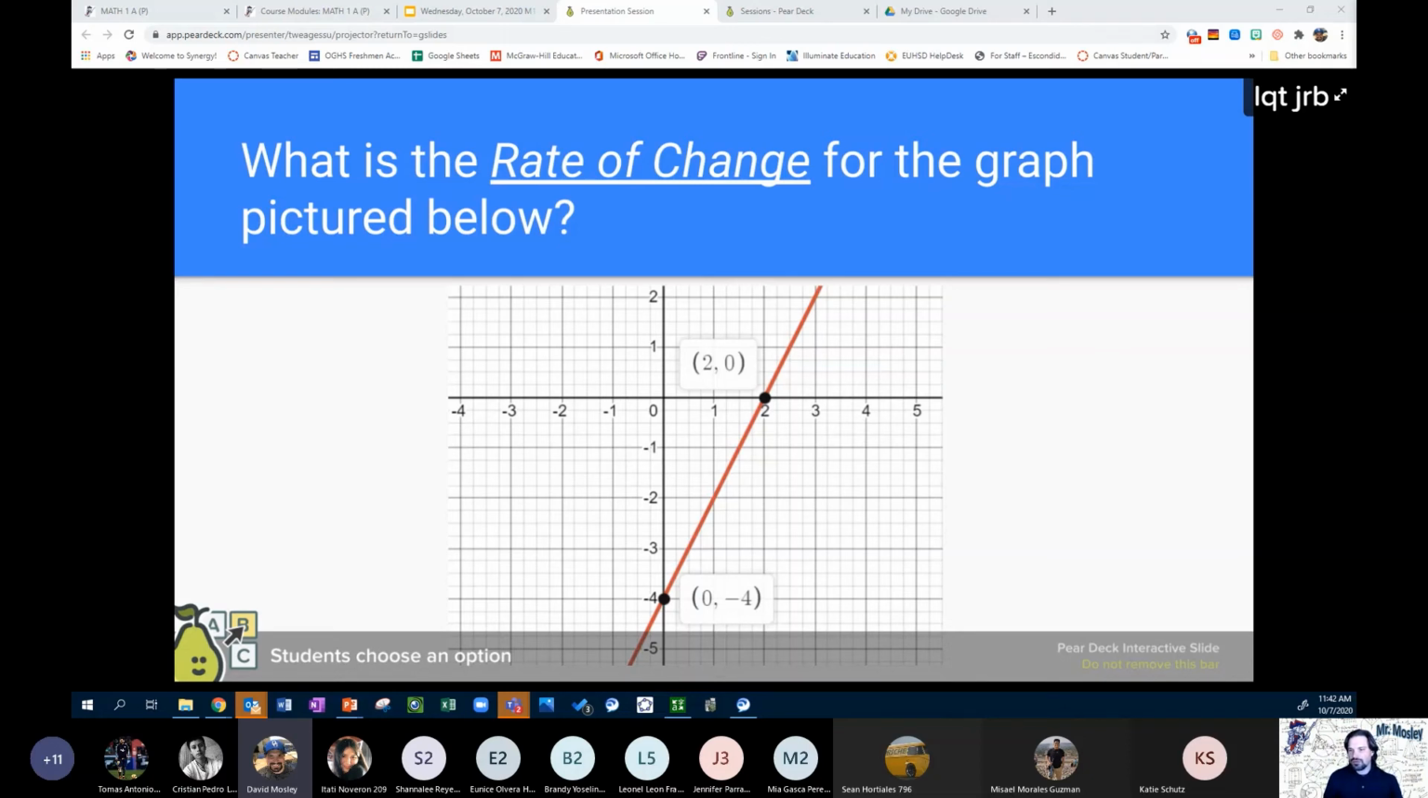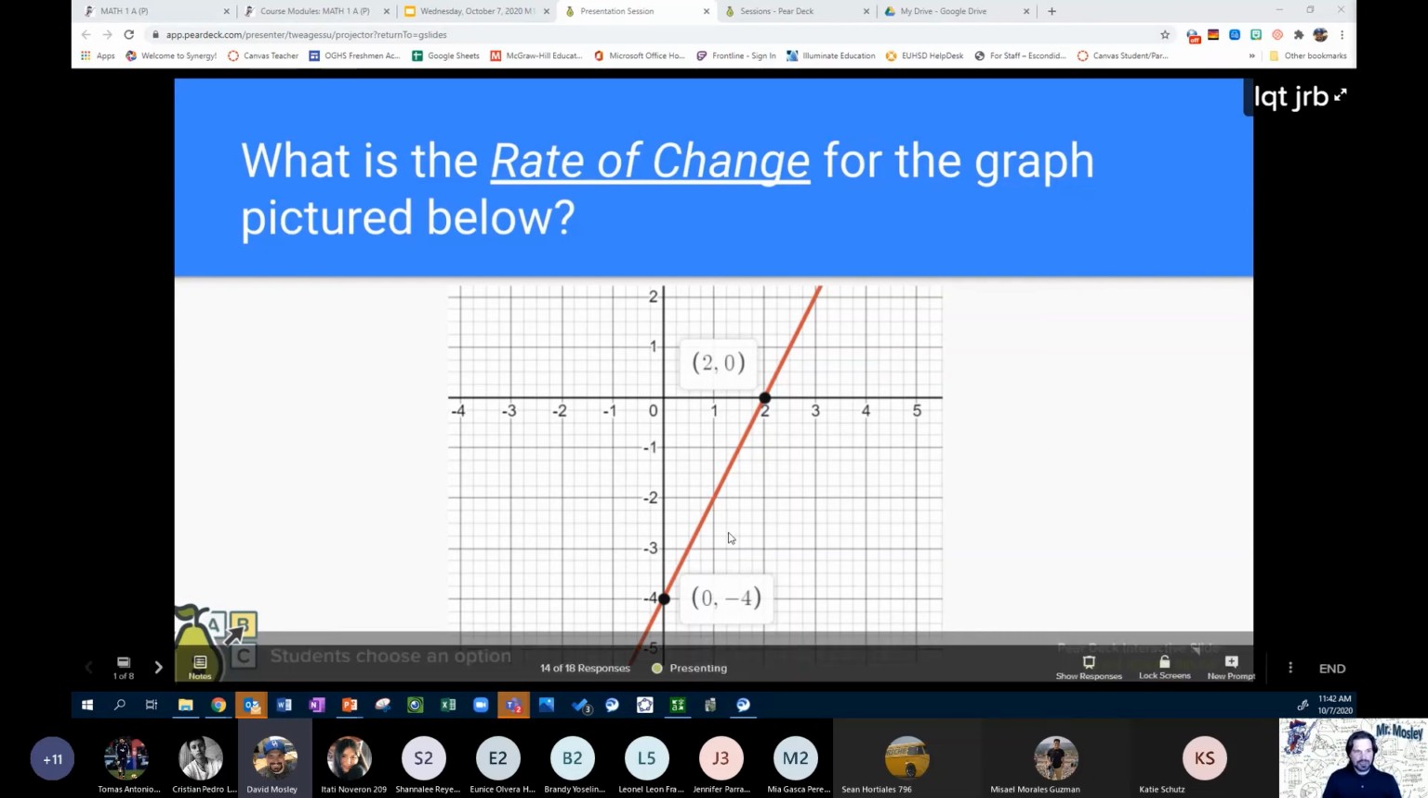I have few people that didn't answer. All right. The correct answer is B, 2. La tasa de cambio es 2. Okay, porque 4, que es Y, dividir por 2, cambio de X, es 2. Igual 2. 4 dividir 2 igual 2. Okay.